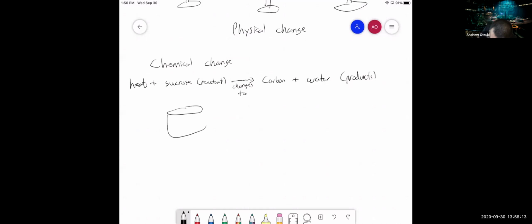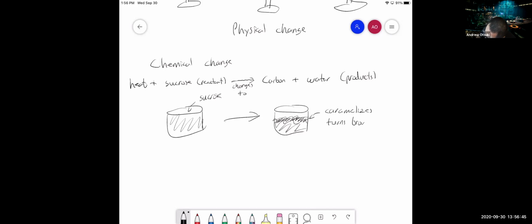here is sucrose. Once you start heating it, it turns brown. So right here you have a layer of liquid, and then here's a second layer that's kind of colored. So it turns brown. It caramelizes. That's basically how you make caramel, that sticky substance that's kind of delectable and tastes good.